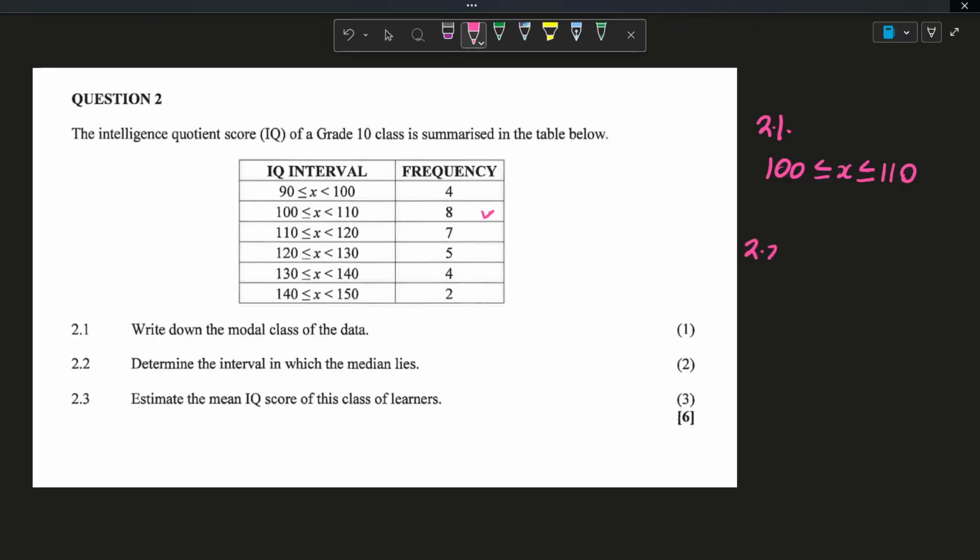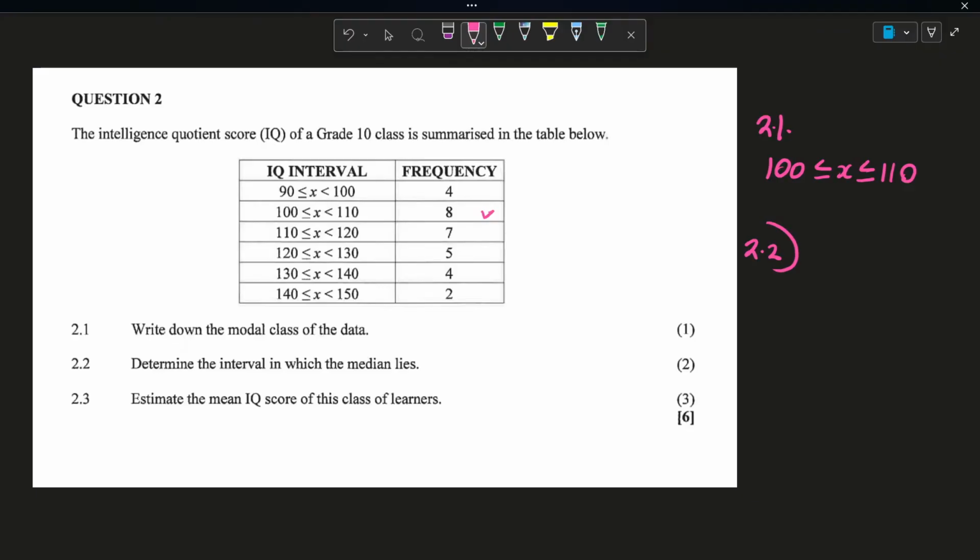Now, let's go to 2.2. Determine the interval in which the median lies. Okay, how many are they? Let's first add how many they are. It's 4 plus 8, and then plus 7, and then plus 5, plus 4, and then plus 2. How many are they? They are 30, you see? So the median lies between the 15th and the 16th. That's where the median lies.